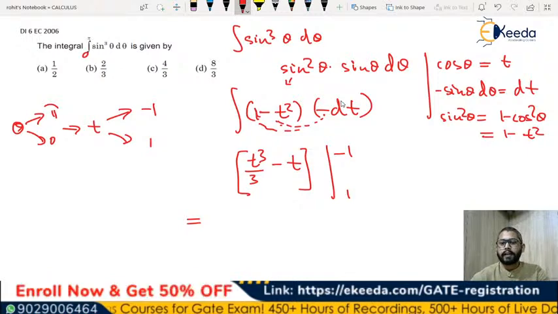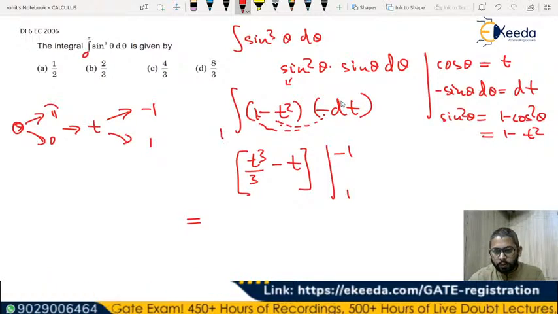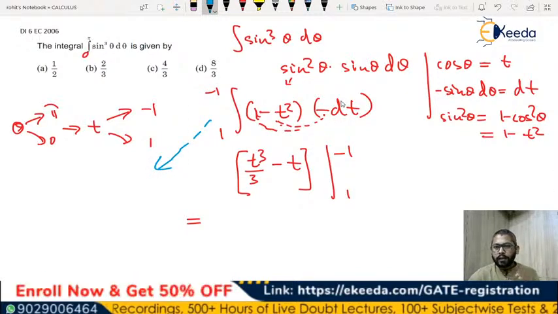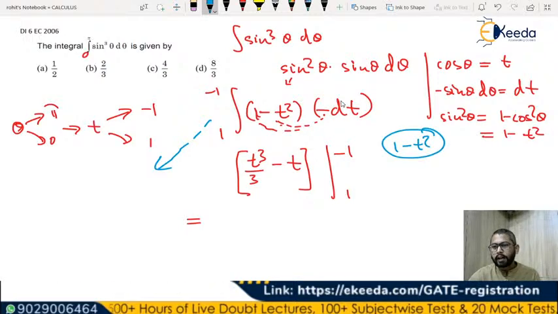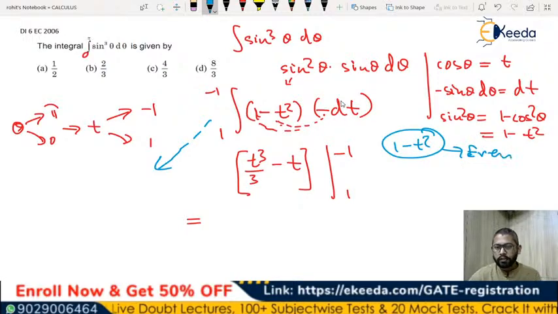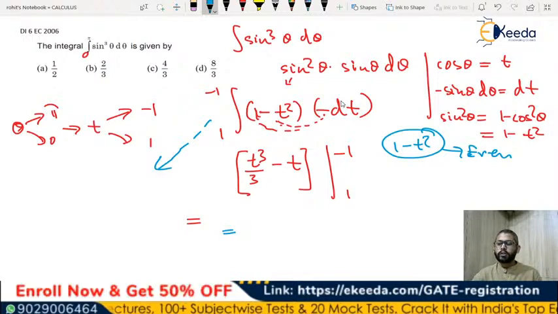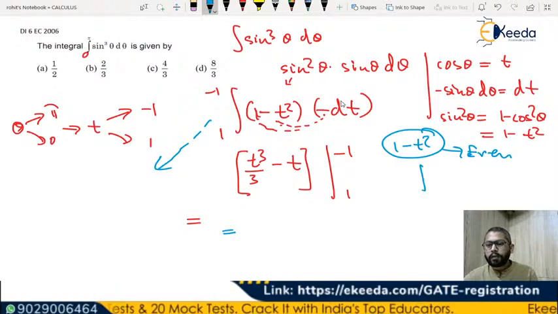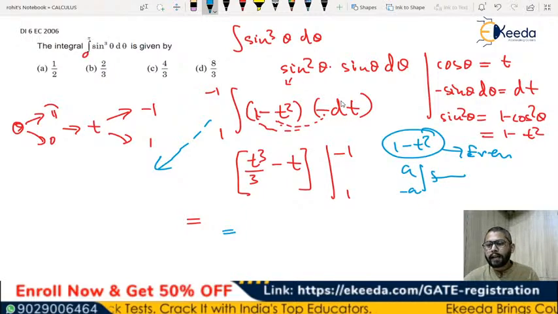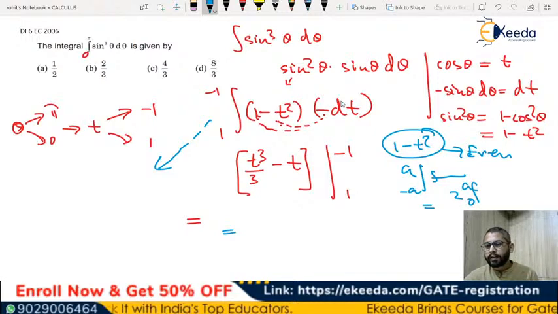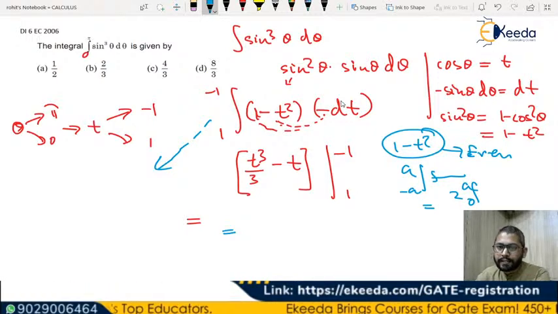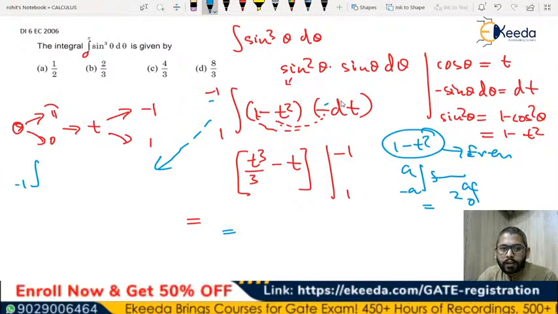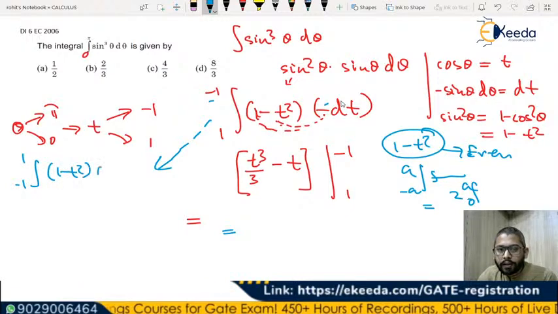If you are substituting the values here also, 1 and minus 1, I'm taking it here. If you see this 1 and minus t square, both are even functions. Of course, you can solve it here also, but what I'm trying to do is use one more property. So if both the functions are even, the integral from minus a to a can be given as 2 times the integral from 0 to a. So for this term, I'm changing the interval and making it minus 1 to 1, 1 minus t square dt.